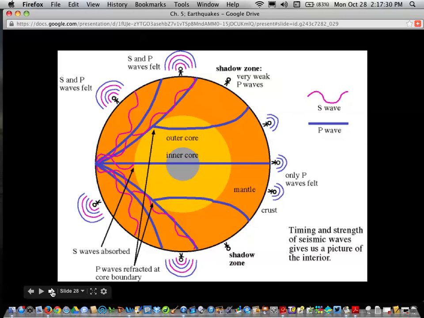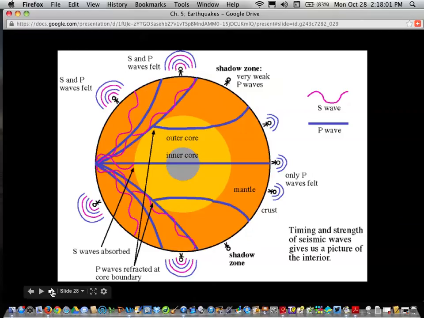And here's a picture of P and S waves up here at the top. So P and S waves are felt here. Very weak P waves are felt over here. Only primary waves are here because they go through liquid and solid. Here's a shadow zone in here.